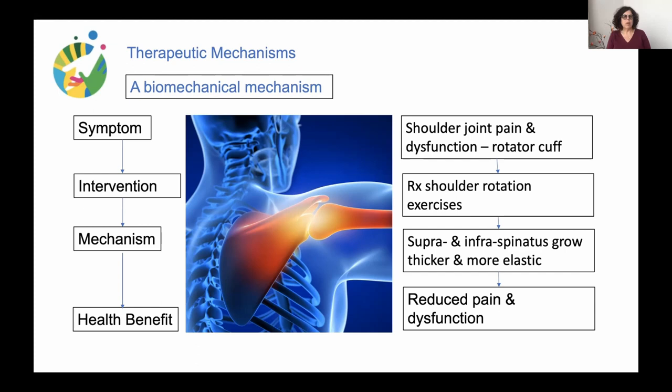Now, in a later slide, I'm going to make the point. Here we're giving a biomechanical mechanism. We have to understand that any mechanism can be described at different levels. This is a biomechanical level. We're just saying those muscles grow and get more elastic, but you could clearly ask on a deeper level, what's happening histologically? What's happening in the tissues? Why do those exercises stimulate those tissues to change in those ways? Then you could ask an even deeper question. Well, what's happening on the cellular level? And then you could say, well, what's happening on the molecular level? And then you could say, well, what's happening on the genetic level? So for any mechanism, there are multiple different levels that you can go to.